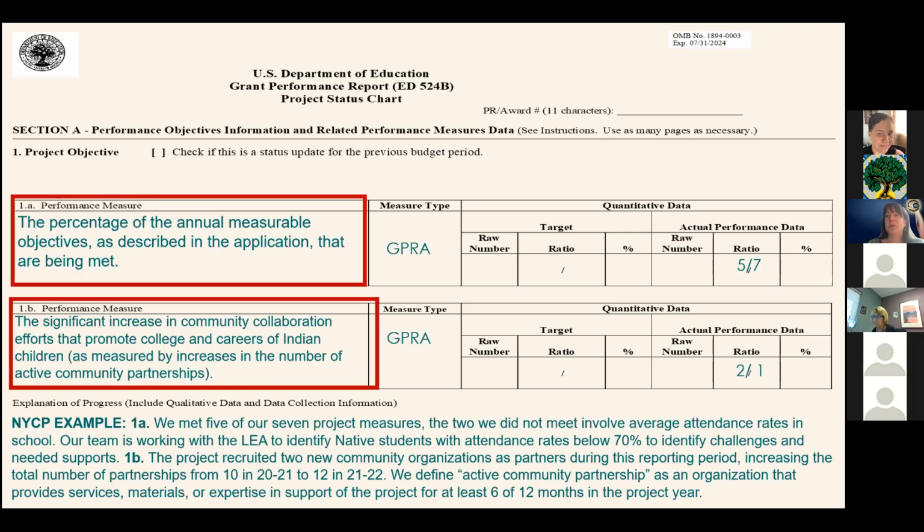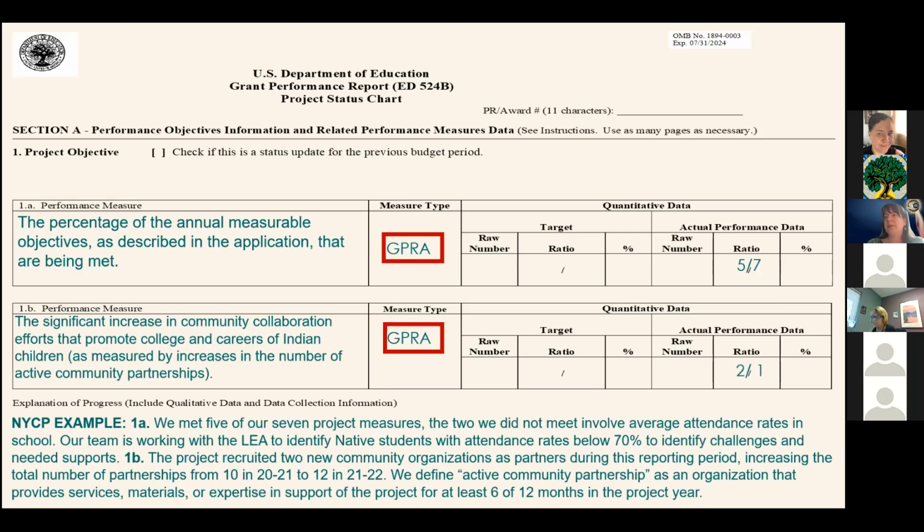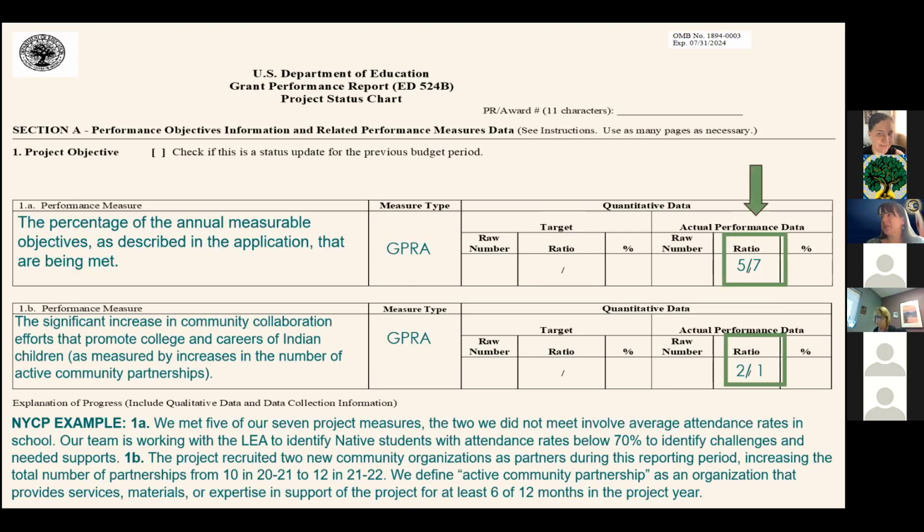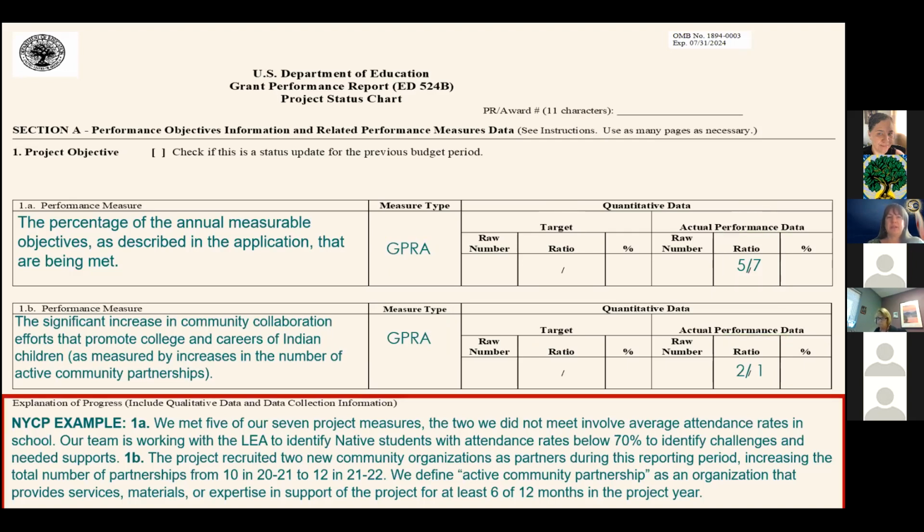So we have the exact wording of the GPRA measures, just how it was defined by the federal government. We've labeled them correctly as GPRA measures, right? They're not unique to our program. These are the ones that everybody reports on. We're not putting anything in that target ratio column. We're only putting numbers into that actual ratio column. And then finally, we have down here at the bottom an explanation of progress that tells us a little bit about those numbers that we've reported on.